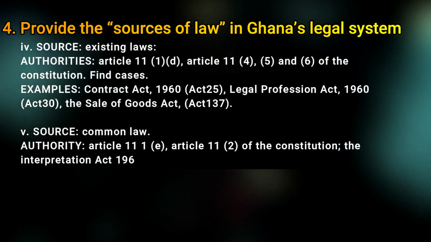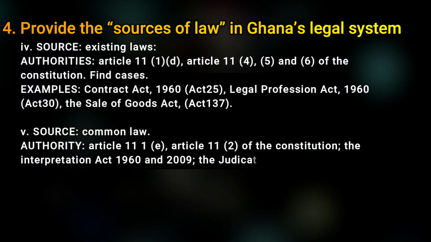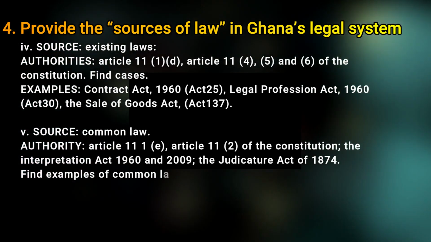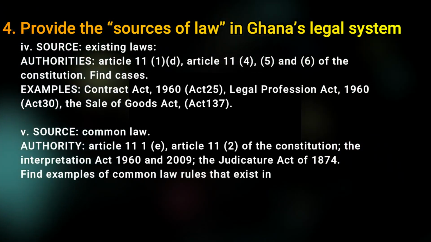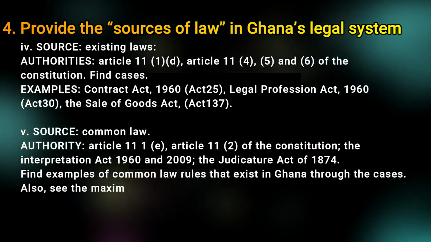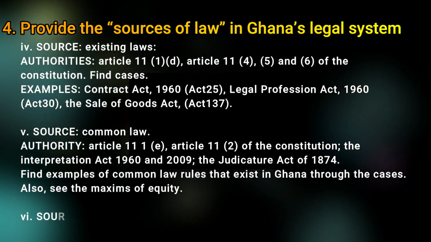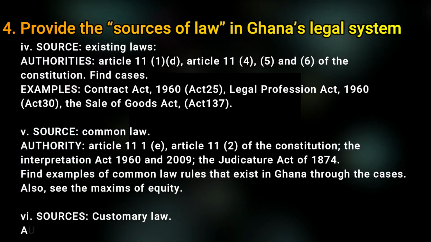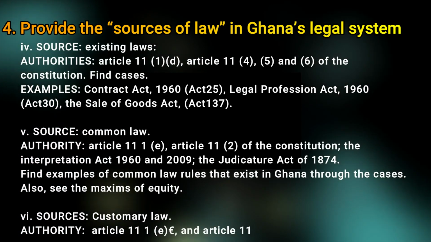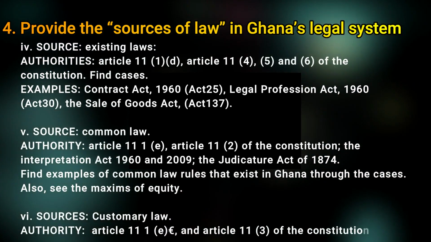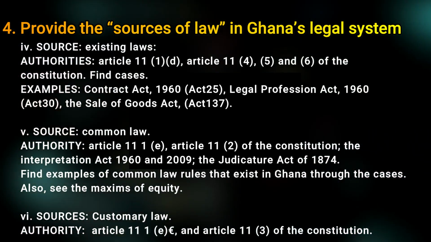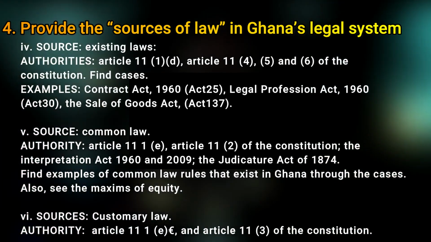Fast forward, another primary source of law is the common law. And this is stipulated under Article 11(1)(e), Article 11(2) of the 1992 Constitution, the Interpretation Act of 1960 and 2009, and the Judicature Act of 1874. Please find examples of common law rules that exist in Ghana through the cases, and also look for the maxims of equity. The last primary source of law we are going to talk about is the customary law.